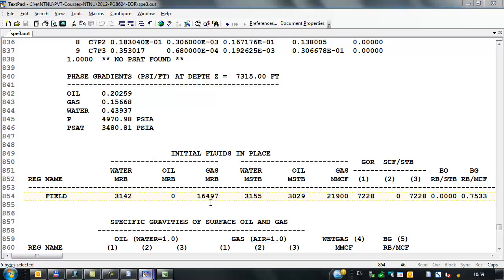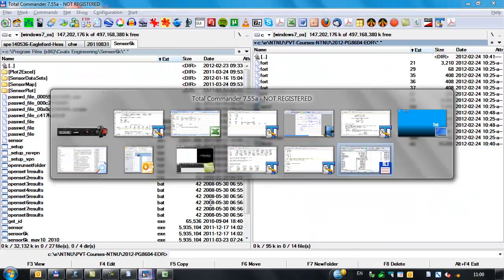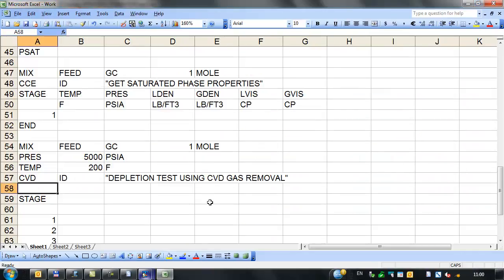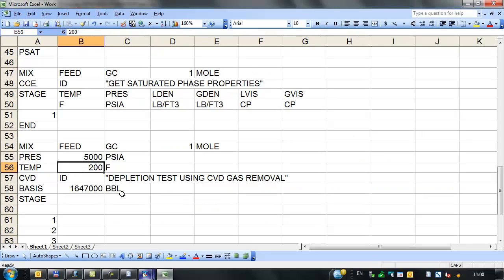16,497,000 barrels. So this is basis 16,497,000 barrels at that condition of 5,200, right? 16,497,000.